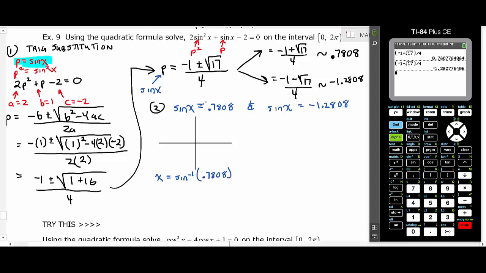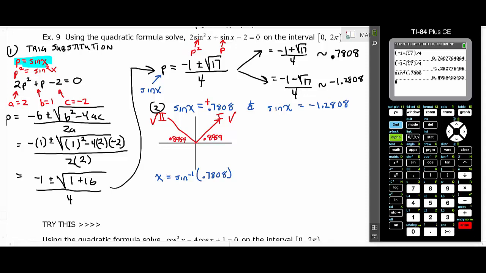All right, now this is a positive number. So remember, the sign is positive upstairs in quadrant 1 and quadrant 2. Okay, and then the calculator is going to give us a reference angle. So if I go inverse sine of 0.7808, then that will give me the reference angle that exists in quadrant 1, which is 0.8959. And then that same reference angle would be in quadrant 2.